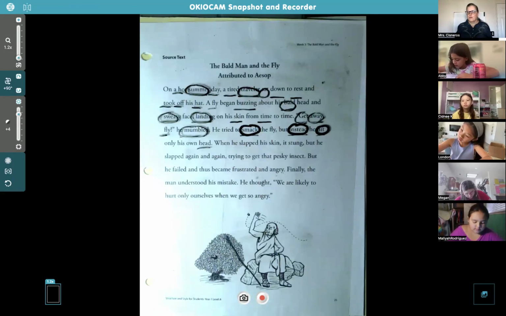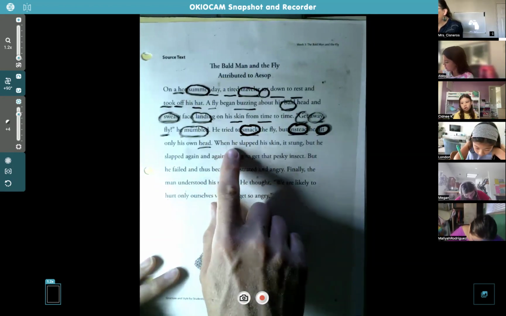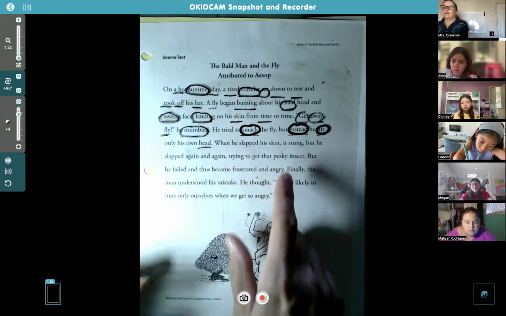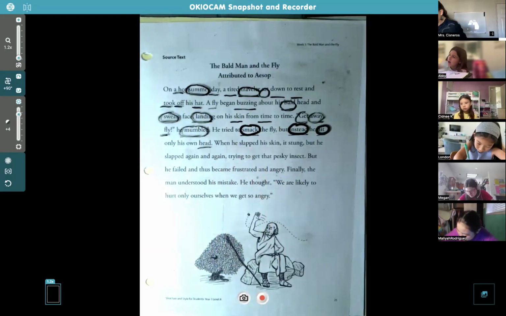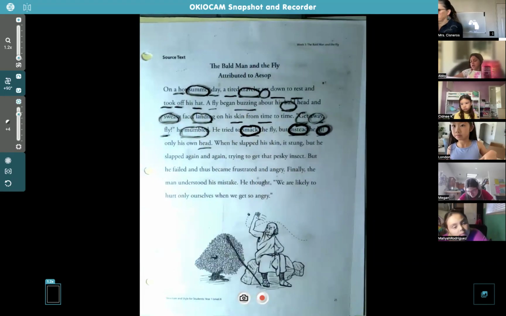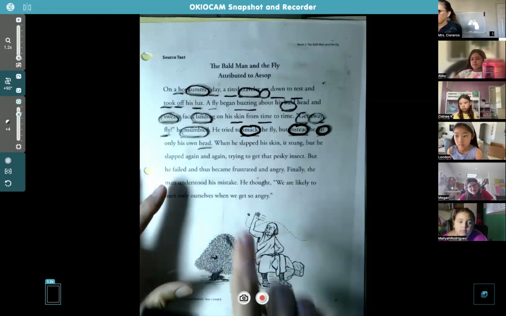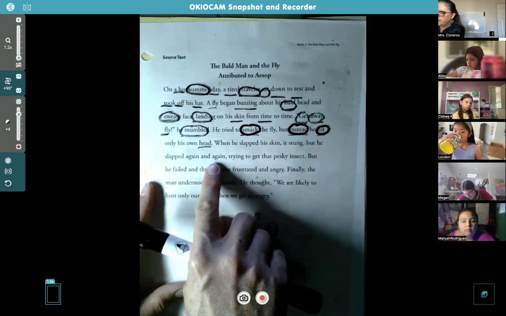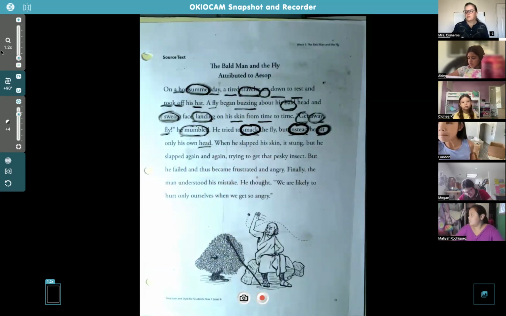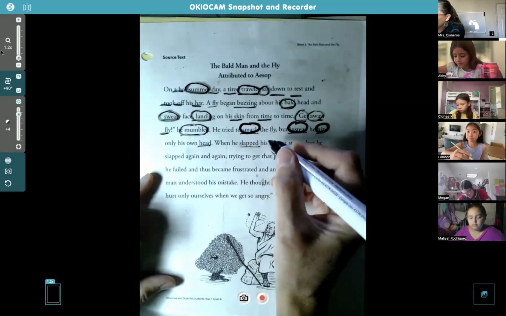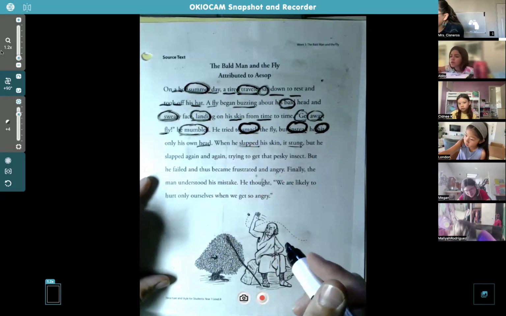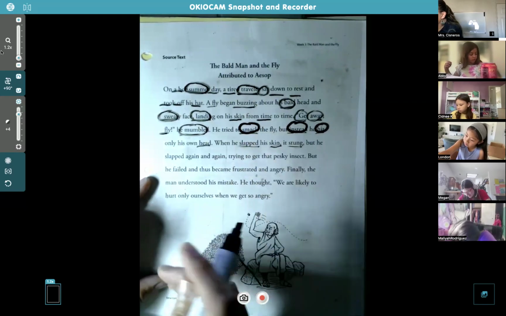Good, London. Good job. And then when you're ready, Megan, I'm going to read this and you tell us all the keywords and then we'll pick ones. It says, when he slapped his skin, it stung, but he slapped again and again, trying to get that pesky insect. So let's look at all the keywords first. What do you think? Which sentence are we on? Right here where it says when. When he slapped his skin, it stung, but he slapped again and again, trying to get that pesky insect. Slapped. Yeah, that's a good one. Slapped, okay. Stung. Stung is good, yep. Skin. Yes, skin is important. It's a key word.